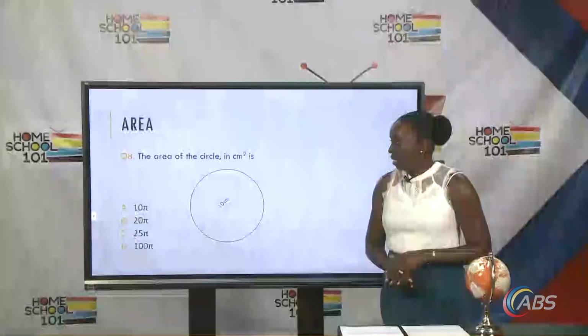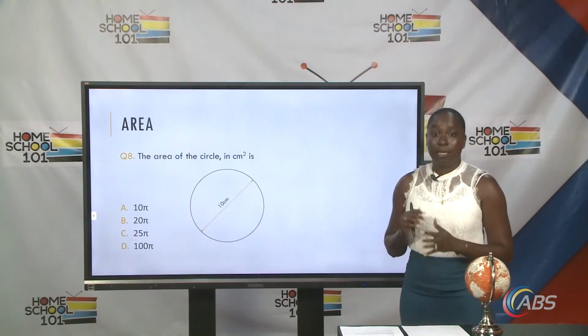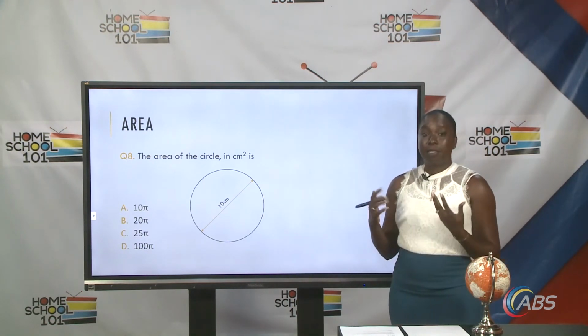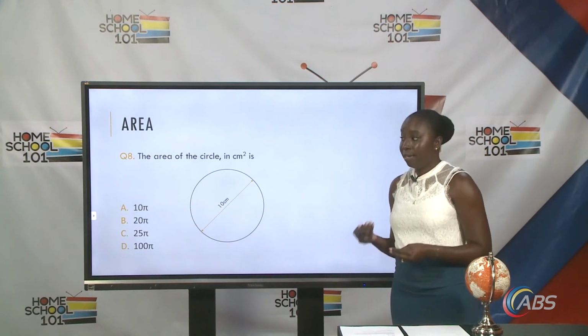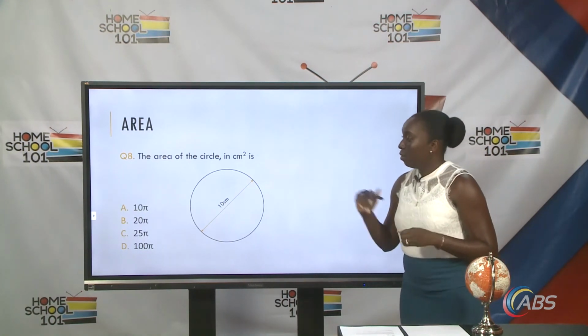Question 8, the area of the circle in centimeters squared is. Take a look at the answers again. Notice they all have pi on there, so they never expected you to work using the value of pi. So they just meant keep pi the way it is, and what is the answer?